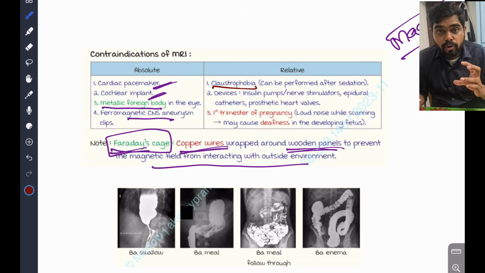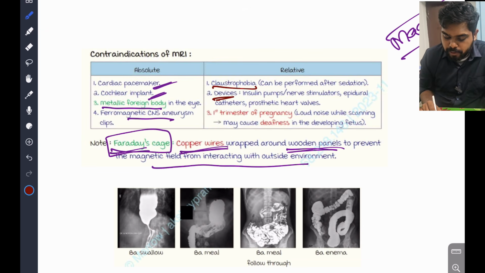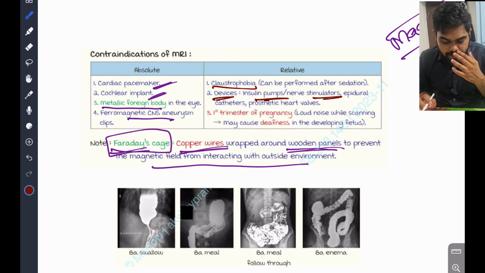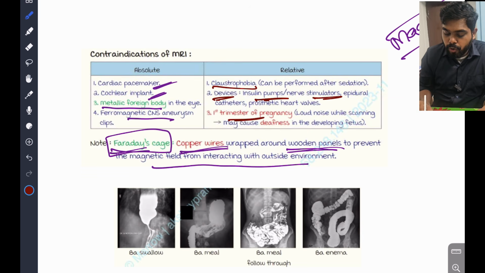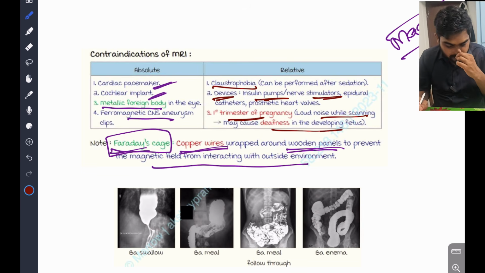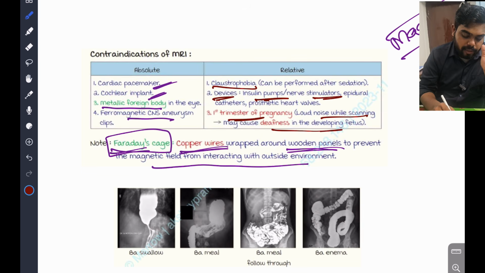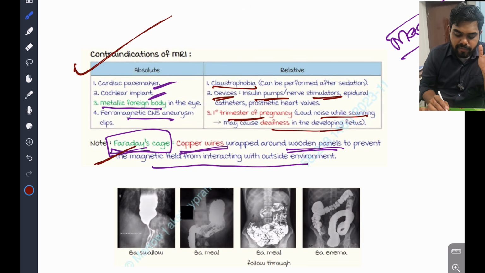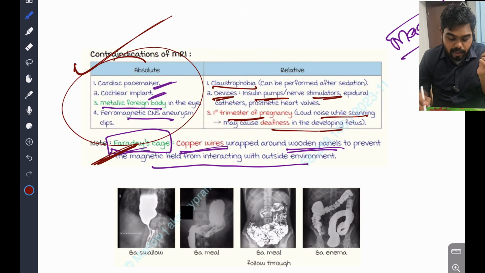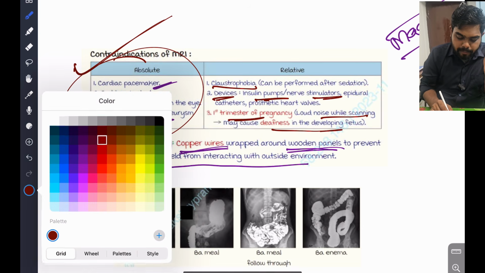So claustrophobia is fear of closed spaces, and some devices like insulin pumps, nerve stimulators, epidural catheters, and prosthetic heart valves are relative contraindications. And first trimester pregnancy: loud noise while scanning may cause deafness to the developing fetus. This is also a relative contraindication. Okay, clear. These are the contraindications for MRI. Faraday's cage is very important, and the absolute contraindications are very important. Okay. Now I had kept something in the law, that is nothing but the barium studies.